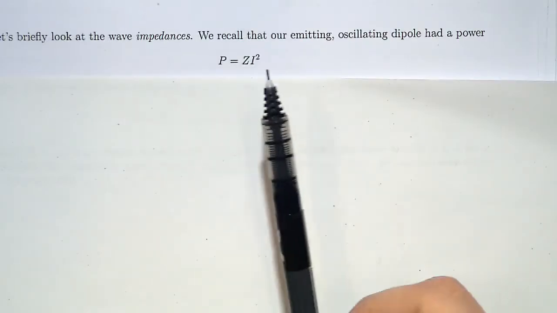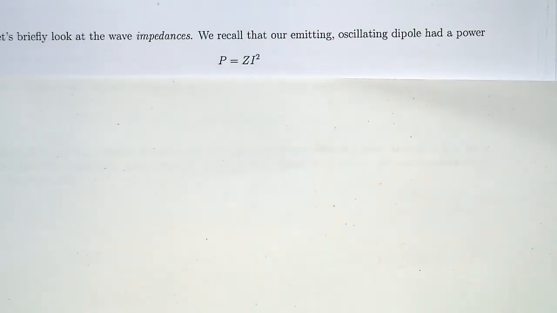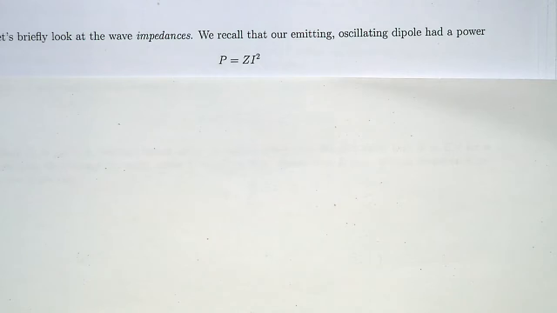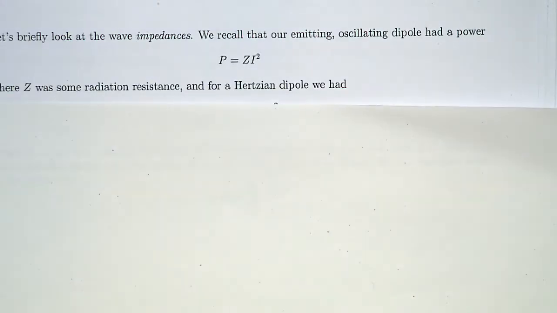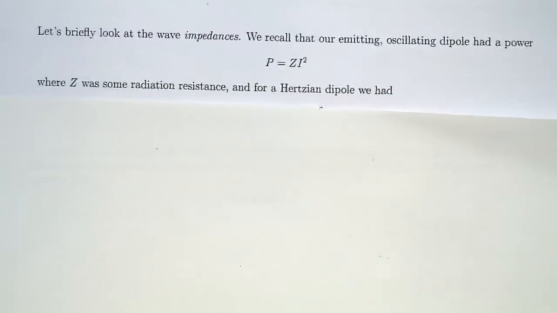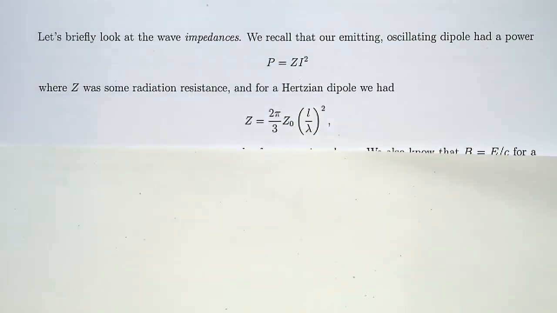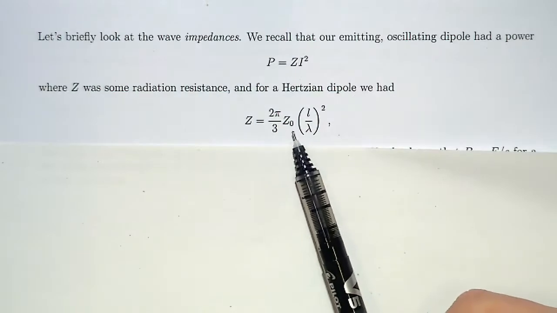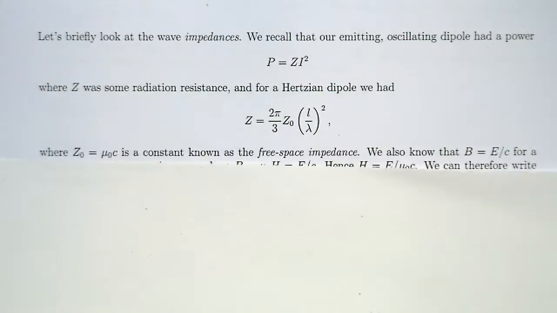If we had a dipole of current magnitude I that was oscillating at some frequency, we would have an emitted power proportional to I squared, and the constant of proportionality we said was like an impedance, the impedance of free space. We call this the radiation resistance. For our Hertzian dipole, we were able to express it in terms of the length over which the current was being oscillated and the wavelength of emission. We could express it in terms of some constant Z0, our impedance of free space, as we called it, and we've talked about this being mu naught C. So that was our free space impedance, about 377 ohms.